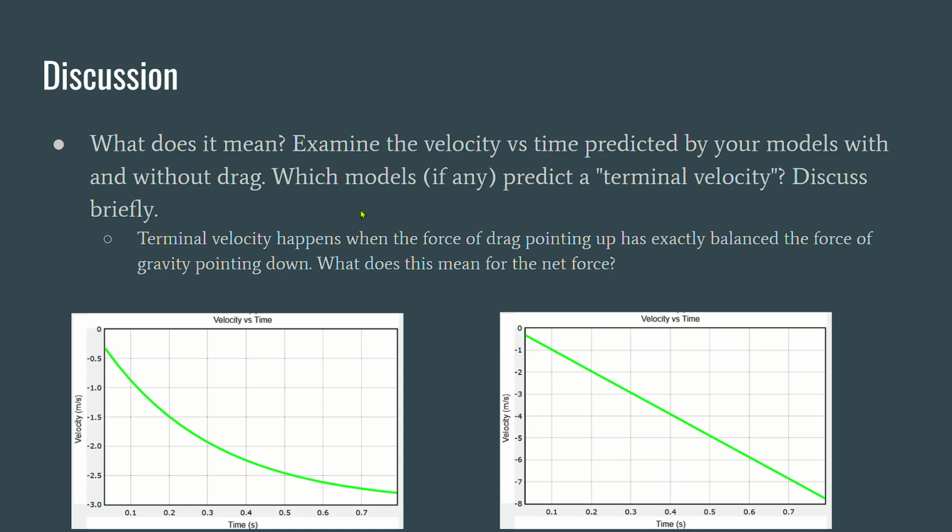And some discussion. Examine the velocity versus time predicted by your models with and without drag. Which models, if any, predict a terminal velocity? I'd say that the model on the left, which was gravity and drag, has terminal velocity. As time increases, the velocity is slowly flattening out, which shows that it is slowly approaching terminal velocity. Compared to the graph with only gravity, where the acceleration is constant and the velocity will not approach a limit.